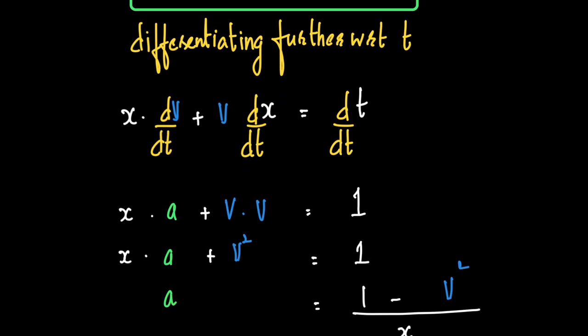Therefore, x into dv by dt plus v into dx by dt. How? Come on, this would be the UV rule, right? dv by dt is acceleration, dx by dt is velocity. So v into dx by dt becomes v square. x into a plus v square is equal to 1, and therefore a is equal to 1 minus v square by x.